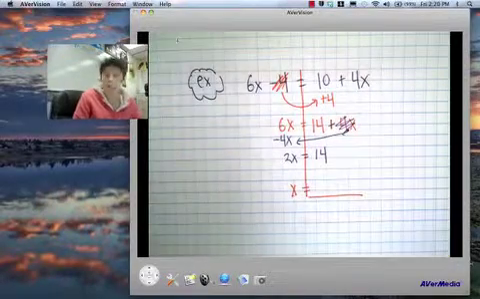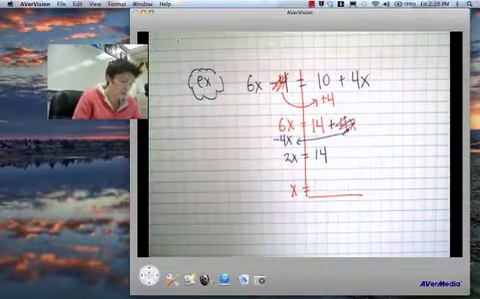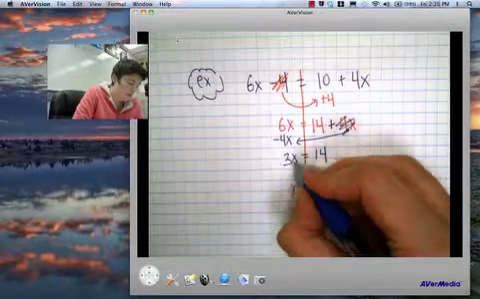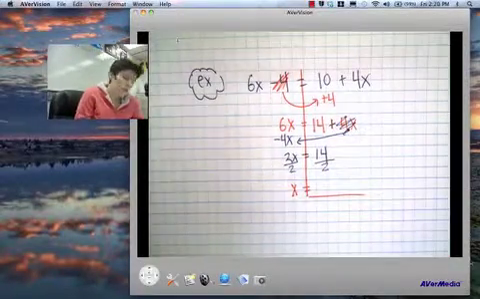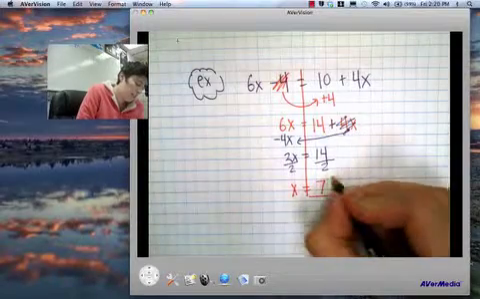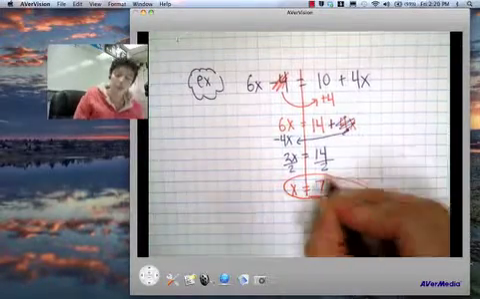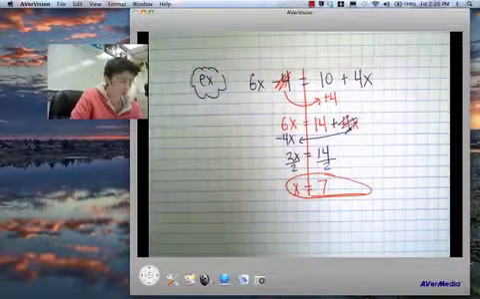14 left over. And then we almost have an answer. We have one more step left. We have 2x, so we have to divide it into 2 groups. And 14 divided into 2 is going to be 7. So our answer is x equals 7. And hopefully that's what you got, x equals 7.